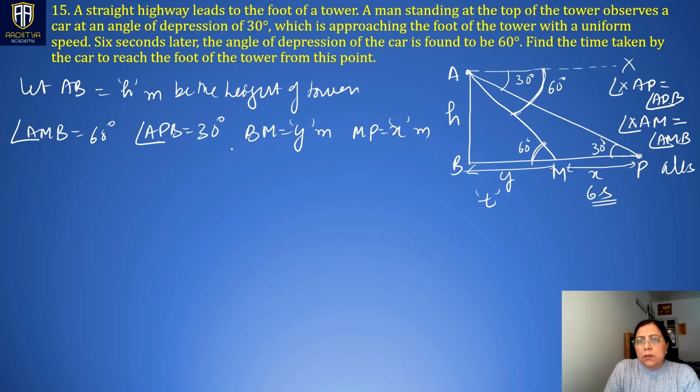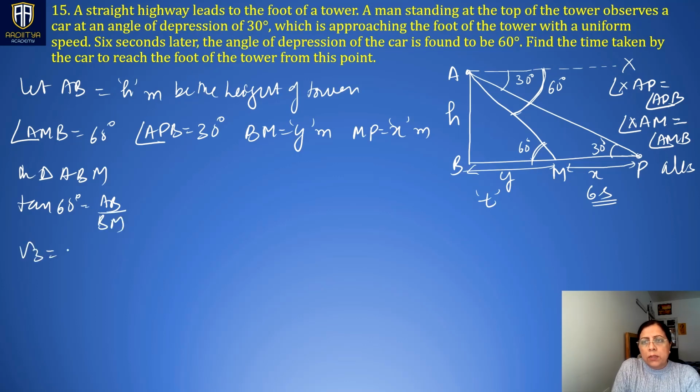Right? Now, in triangle ABM, tan 60 degrees is AB upon BM. That means root 3 is h upon y. So we can write that h is equal to root 3y. This is the first equation.